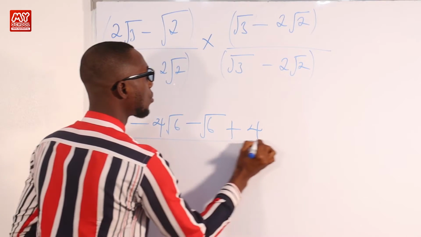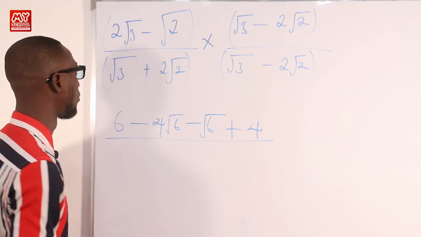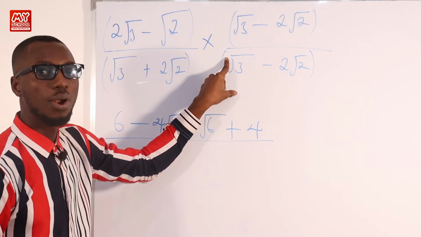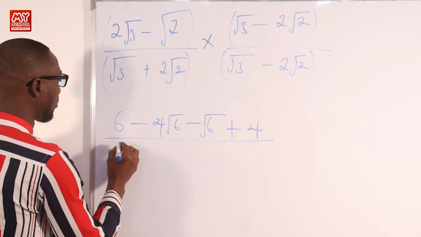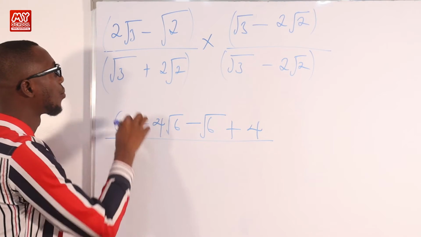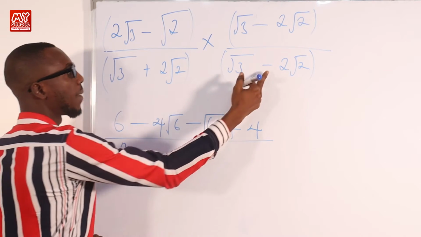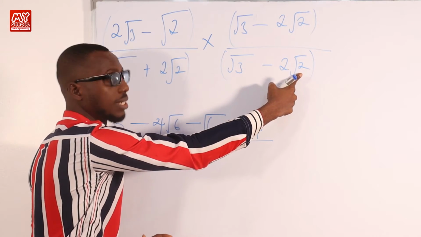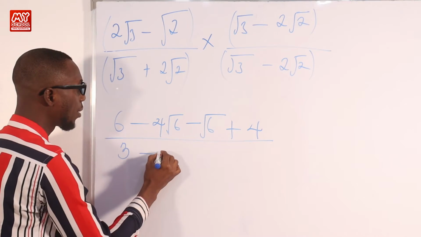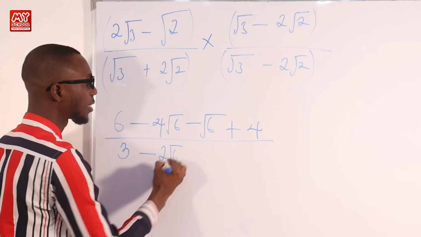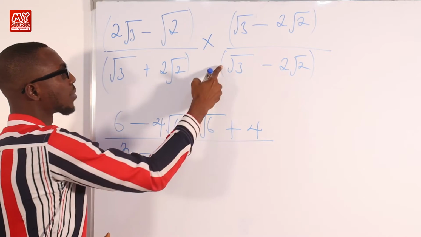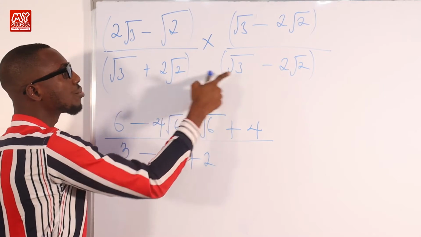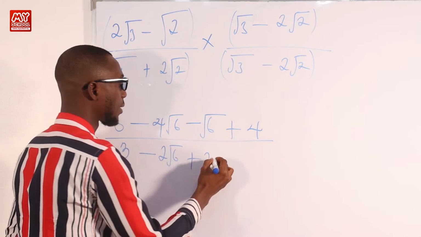Now let's move to the denominator. Root 3 times root 3 is root 9, the square root of 9 is 3. Then root 3 times minus 2 root 2: plus times minus is minus, so root 3 times root 2 is root 6, with the 2 beside it, we have minus 2 root 6. Plus times plus is plus, so root 2 times root 3 is root 6, and we have 2 outside.